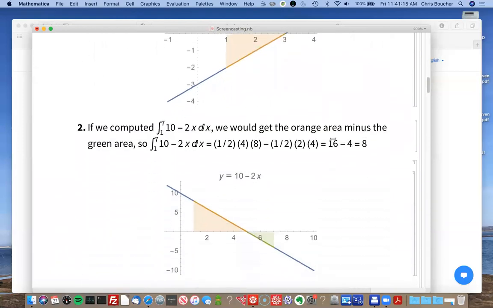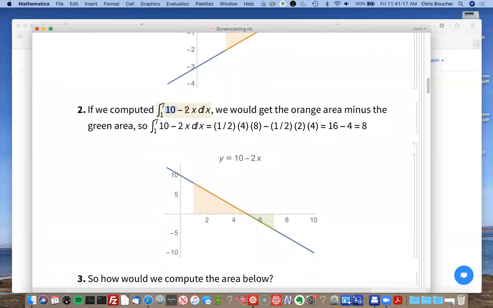Here's another example. Now my function is f of x equals 10 minus 2x, and the interval is from 1 to 7, and the picture is drawn just below it. Here's x equals 1 over here where the cursor is now. Here's x equals 7 over here on the right. Again, I can visually see what the integral will compute. It will compute the difference between this area, which it will count positive because it's above the x-axis, and the green area, which it will count negative because it's below the x-axis.